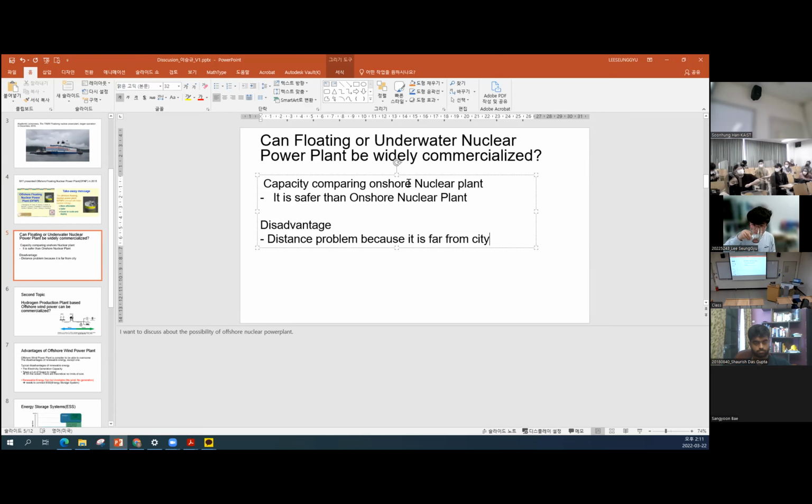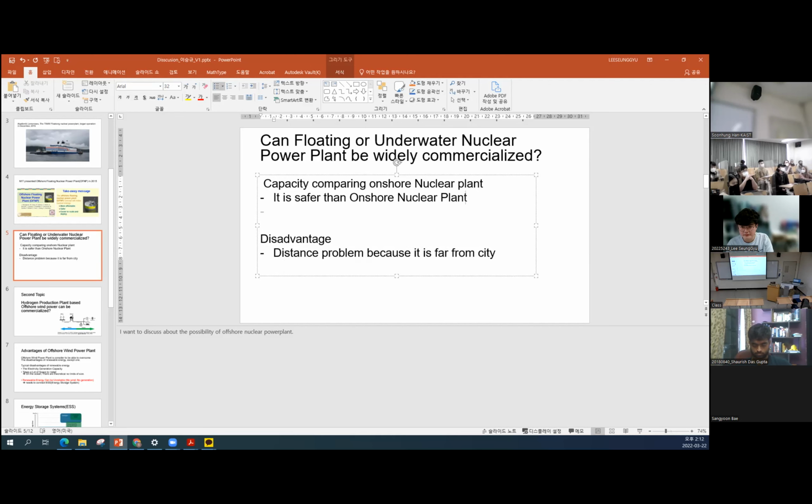I'm Dong Kim. I think the advantage is that it minimizes the radiation exposure to people if there is an accident. Yeah, minimize the radiation exposure damage.